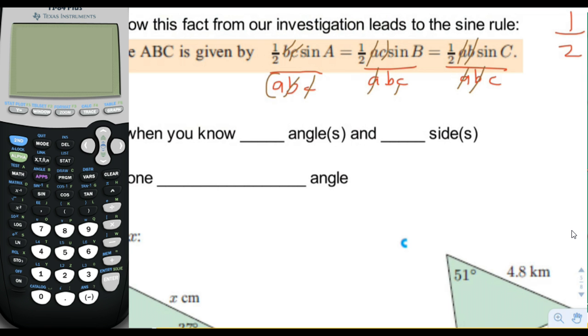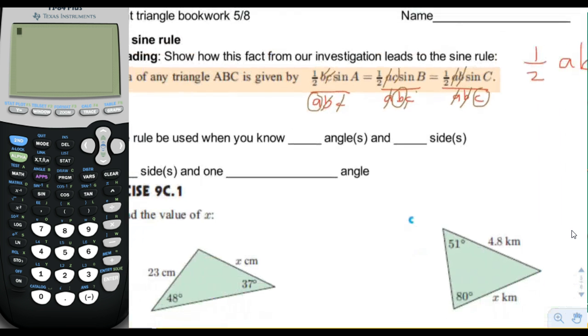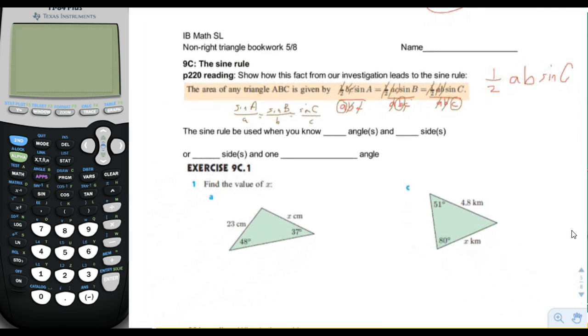So you're left with A on the bottom here, B on the bottom here, and C on the bottom here. And then also you can get rid of all these halves, right? Because the halves are all in every single one. You can multiply each one by 2. So what you're left with is the sine rule, because the sine rule is sine of capital A over small a equals sine of big B over small b and sine of big C over small c. Okay? So that is the sine rule that we just derived.